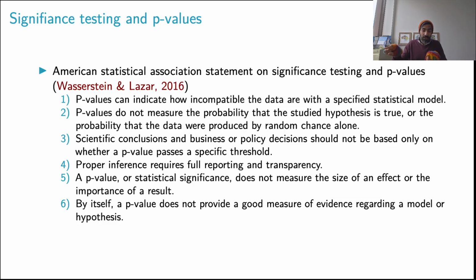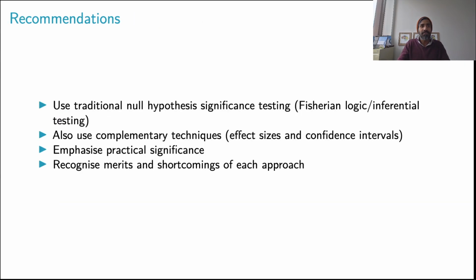And think of that distribution, right? Where does our test statistic sit under the null hypothesis being true, given our data? So what are the recommendations? Use traditional null hypothesis significance testing, with Fisherian logic or inferential testing, but use complementary techniques. Always talk about p-values in the context of effect sizes and confidence intervals.